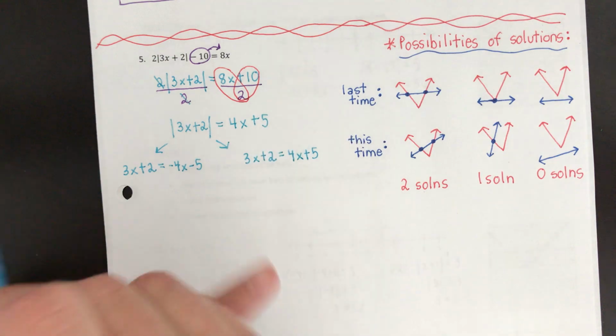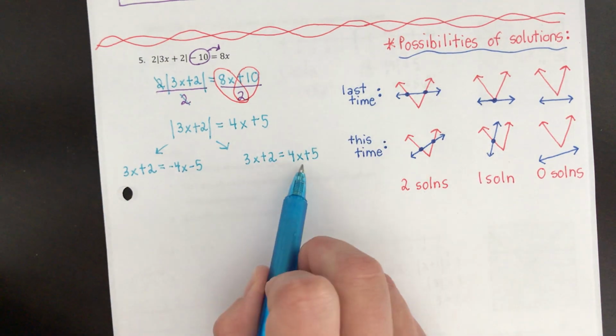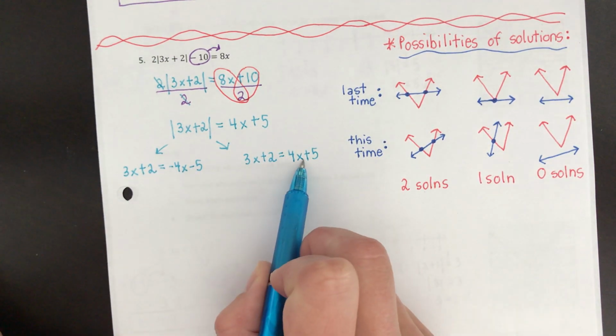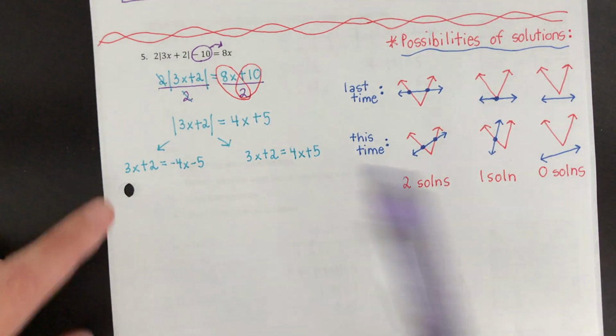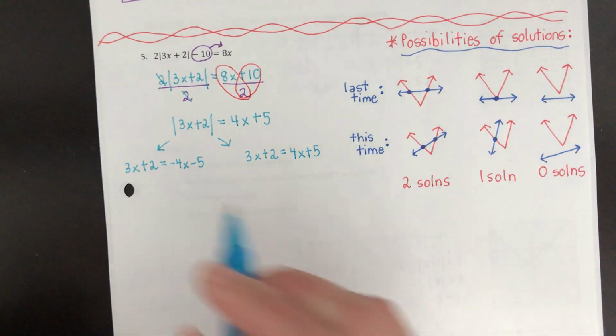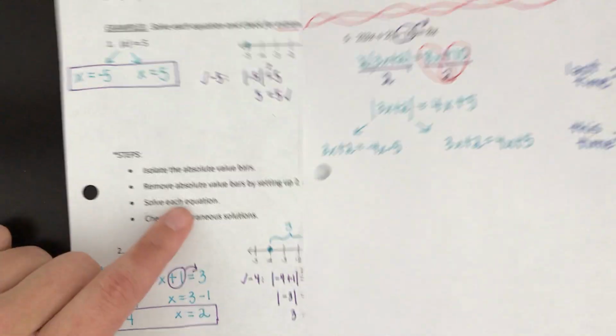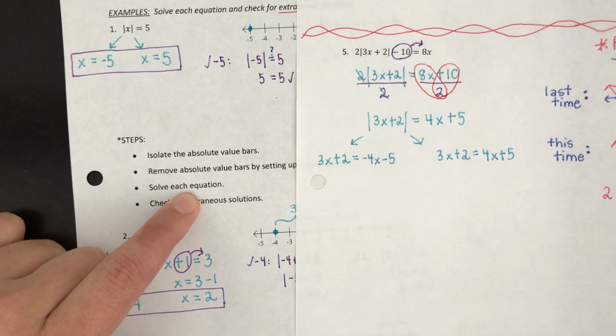It doesn't matter if you do it the other way around. That's okay if you would have put the positive 4x plus 5 here and the negative 4x minus 5 over here. It doesn't matter. You're going to do it no matter what. It doesn't matter which answer goes first, really. Okay, so now remember, our next step is solve each equation.